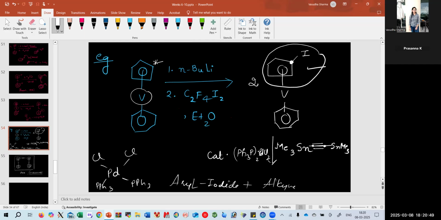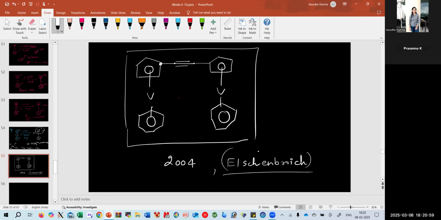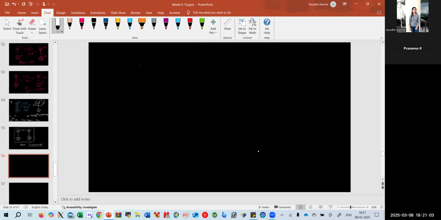So this is where the palladium catalyst plays an important role. This could have also happened at this particular position, but since we are using vanadium, it has gone to the C5H5. So yeah, this was about the reactivity of C7H7.